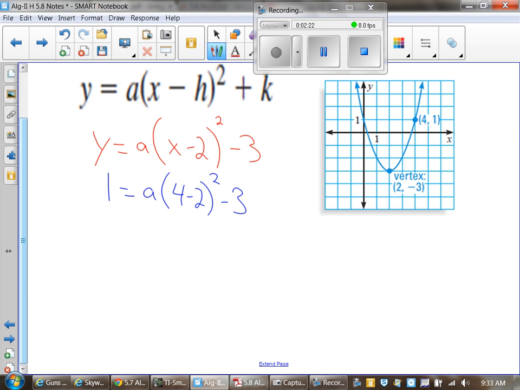What's 4 minus 2? I have the ordered pair that was given to me in the problem, right here. So we get, what's 4 minus 2? What's 2 squared? So I have 4a minus 3 equals 1. Now what did I do? Why did I square that? I don't know why I squared that. Thank you for paying attention.